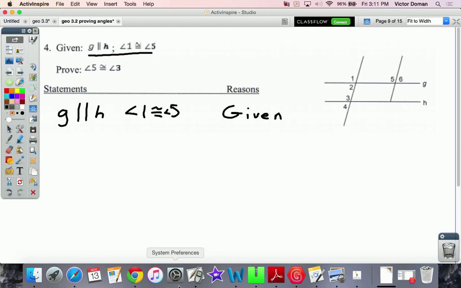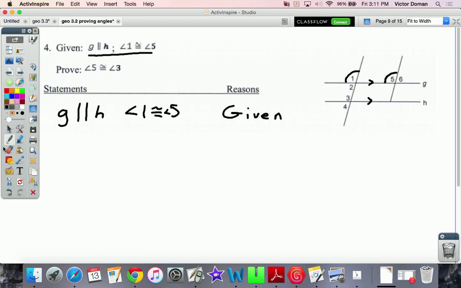Okay, so over on my diagram, I'm going to mark that. G is parallel to H. Draw my arrows. And 5 and 1 are congruent angles. Okay?